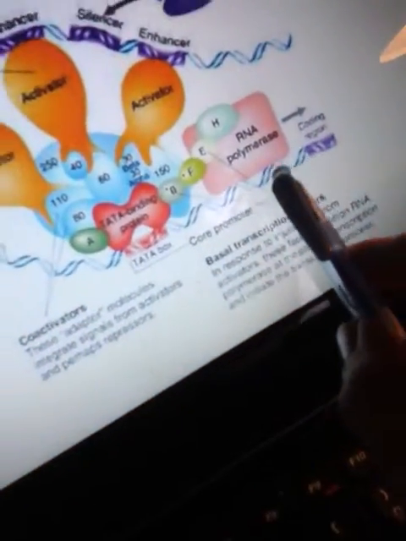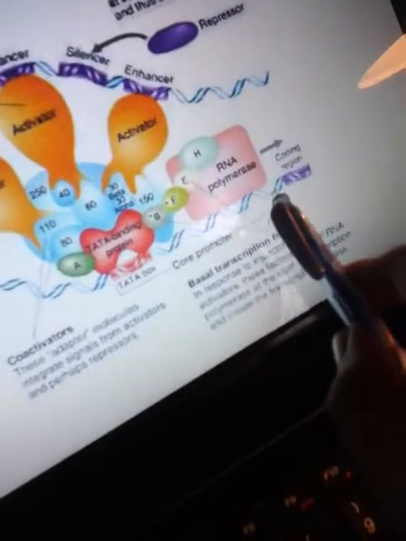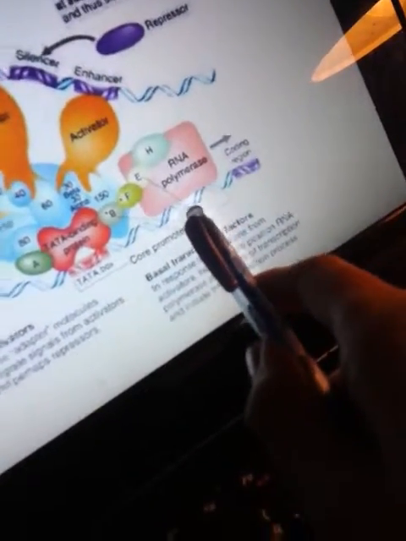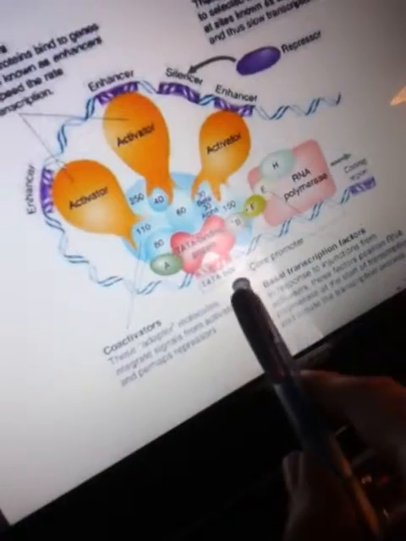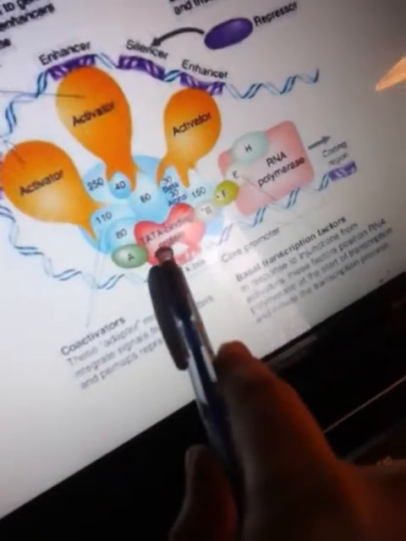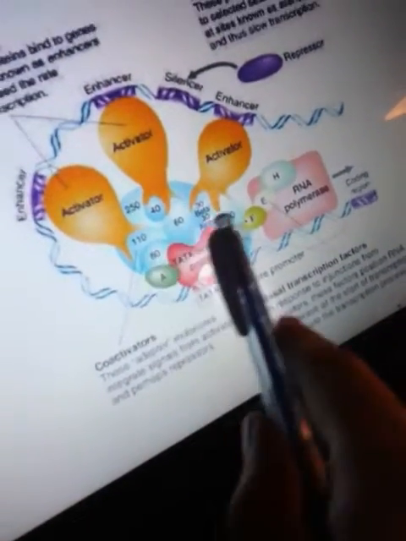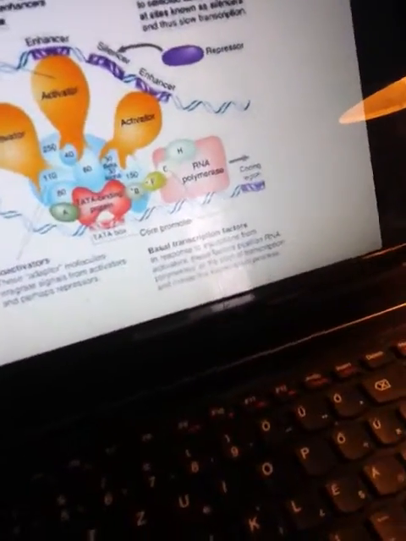Now, what is the difference between the initiator and the TATA box? They are elements of the DNA that the RNA polymerase is bound to. The TATA box is the place for the TATA binding protein and all the transcription factors, the activator and coactivator. The binding place is different.